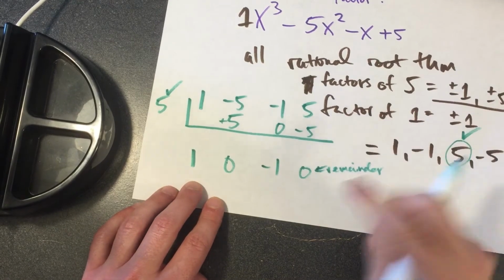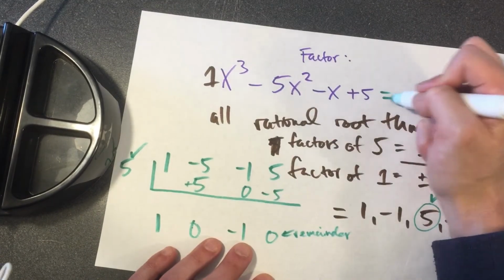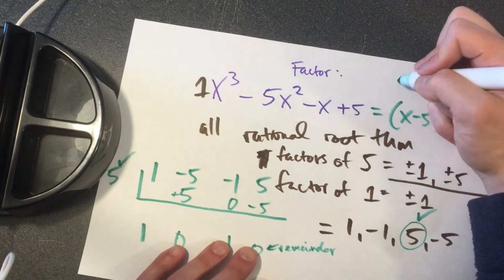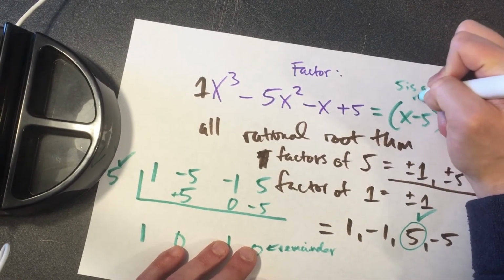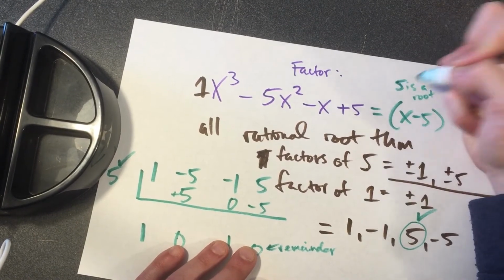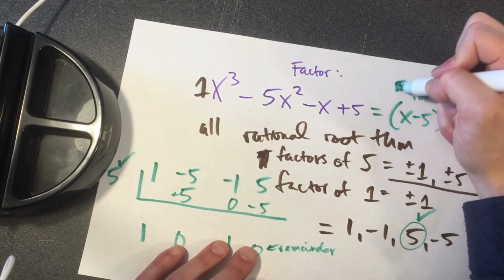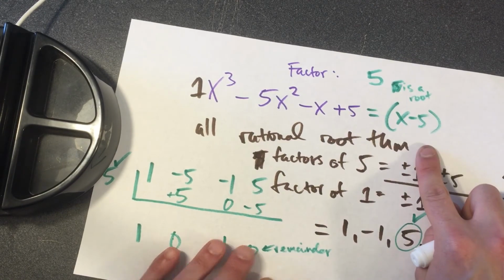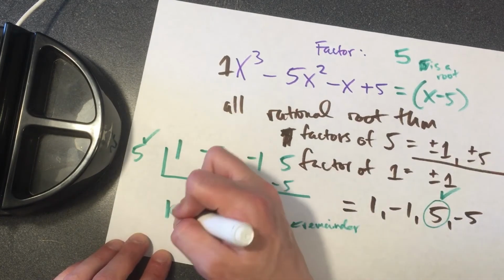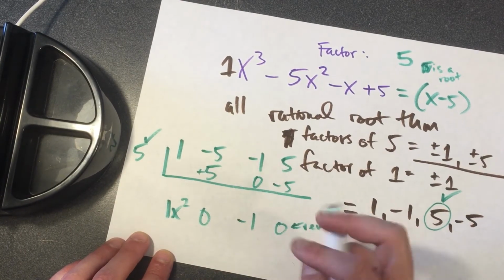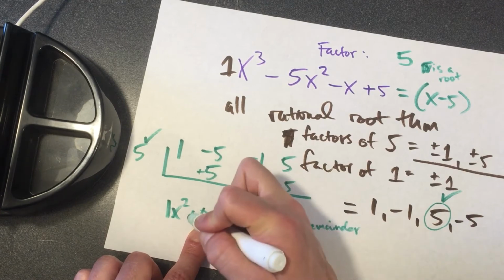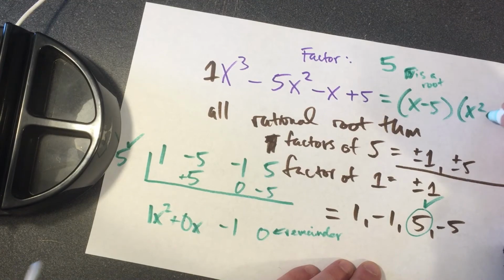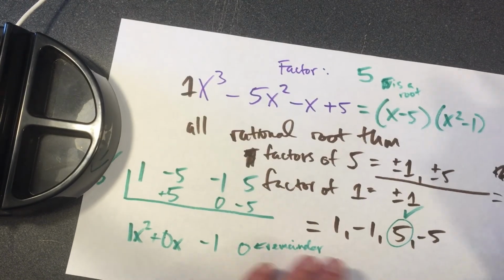That's good. So then this means that this thing equals x minus 5, because remember, 5 is a root. And what's left over? Well, this is going to be x squared, and this is going to be 0x, minus 1. I don't have to write the 0x, so it's going to be x squared minus 1. And that's mostly factored there.